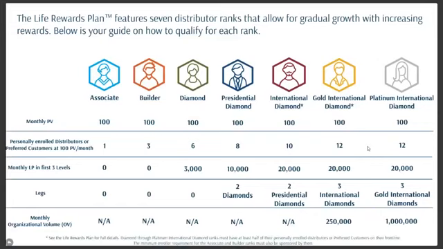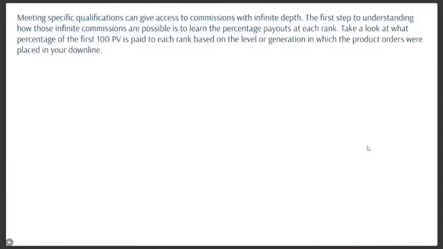All right, so now that we have a good understanding of what specific qualifications we need in order to qualify for the ranks, I want to talk about how you can get access to the commissions for each one of these ranks, and what the percentages are that pay to each one of these. So 4Life actually has something that's really amazing in our compensation plan, and that's infinity payout. And so with a lot of these ranks, you have access to commissions with infinite depth.